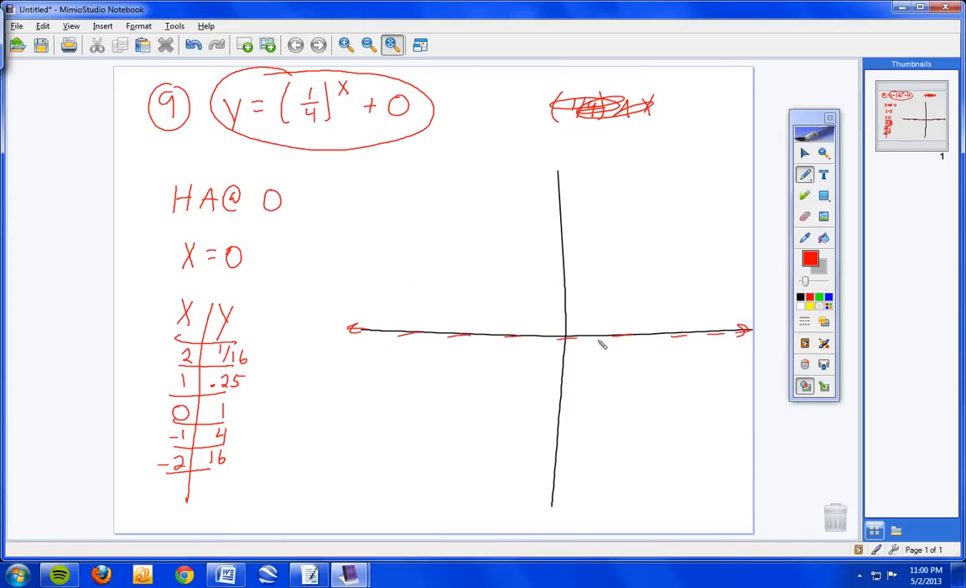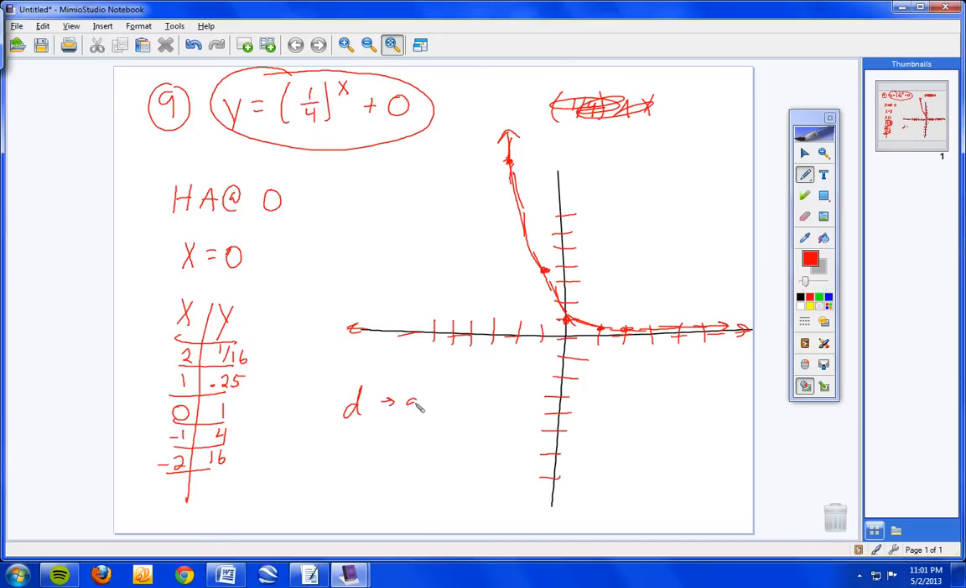My first ordered pair is over 2 up 1/16. Next one's 1, 1/4, then 0, 1, negative 1, 4, and then negative 2 way up here somewhere. So you get the idea. It's the curve that we thought it should be. Comes down, hits here, curves, gets closer and closer to the asymptote but never touches it. Now going to the left and to the right, it continues.